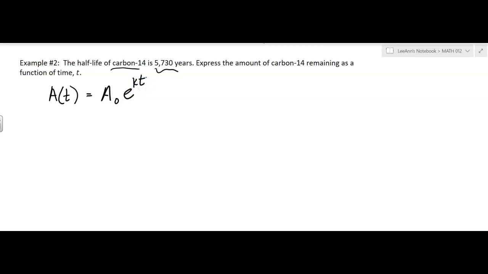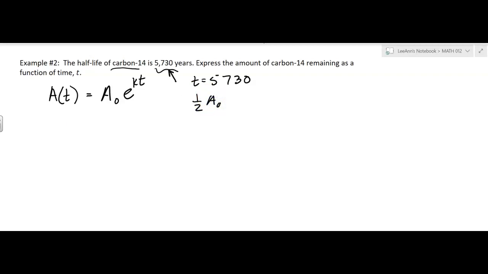Now it looks like a lot of variables, right? We don't know an initial amount. We don't know time. We're going to know time. We don't know what k is. Okay, and we don't know how much we have after the 5,730 years. Okay, but here's what we do know. We know that if t is 5,730, so after that many years go by, we'll only have half of the initial amount.